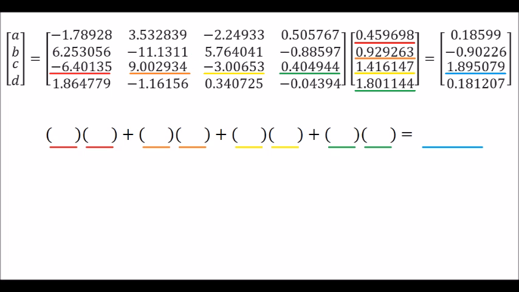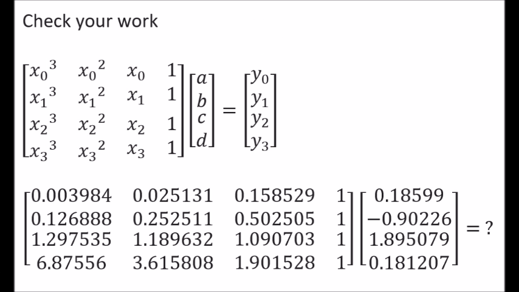Same pattern for the third row. c equals 1.895079. Lastly, the fourth row. d equals 0.181207. We have done all the work we needed to do.